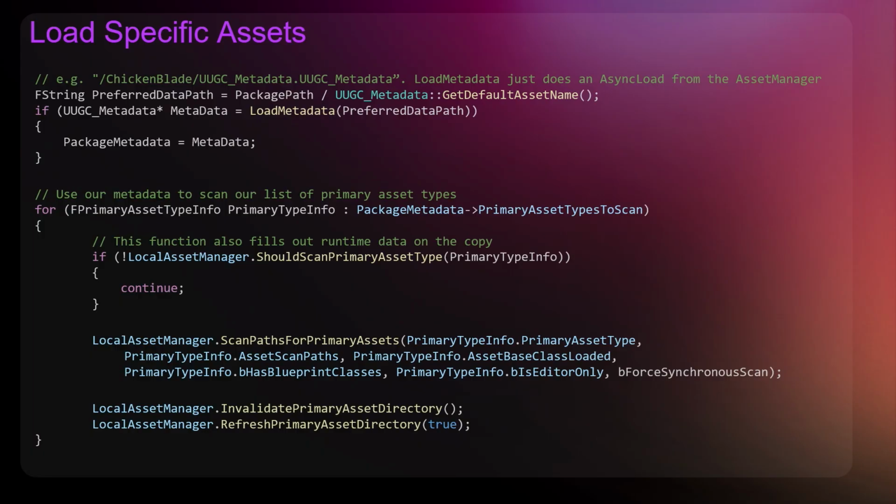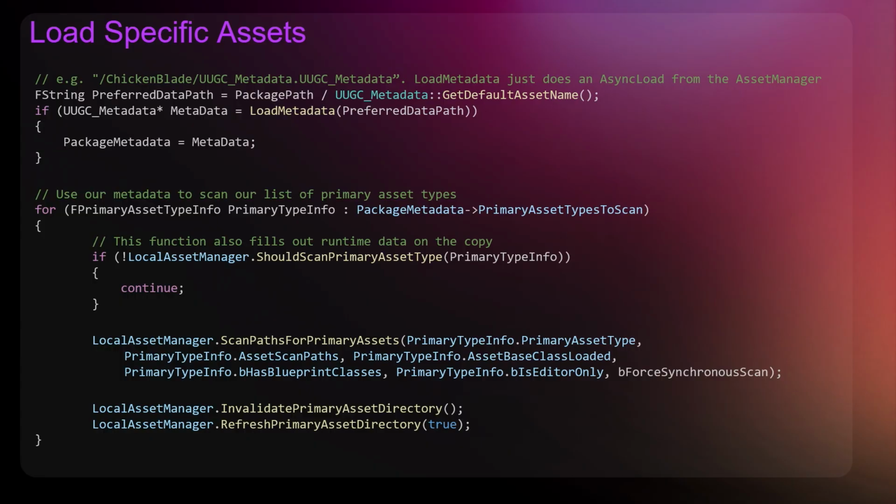We're starting with that Chicken Blade UGC metadata. That call to load metadata just uses the asset manager to make an async load of that content. We store that in package metadata. And then we use the metadata to scan primary asset types. If you're familiar with the asset registry and the asset manager, well, if you're not familiar, there's heaps of great talks already about those for how you can structure your content to utilize those types.